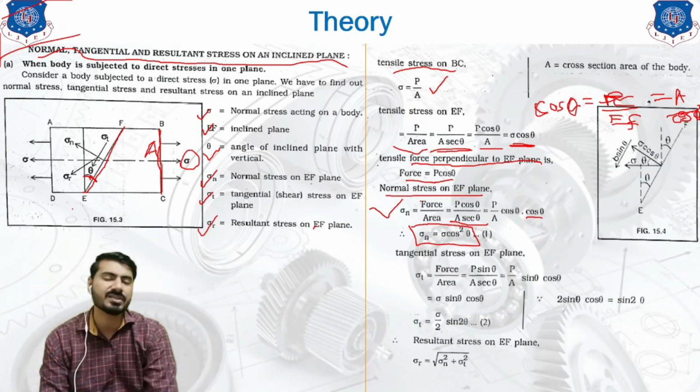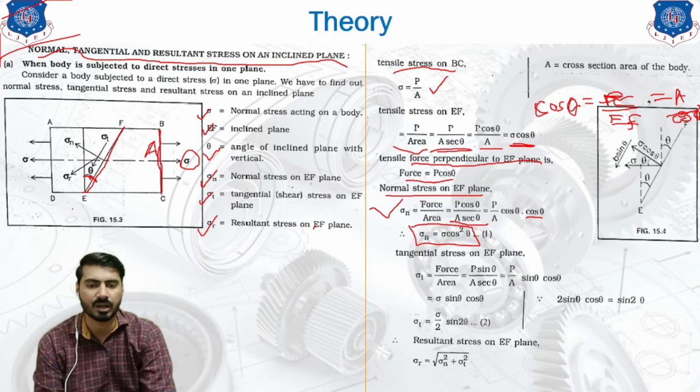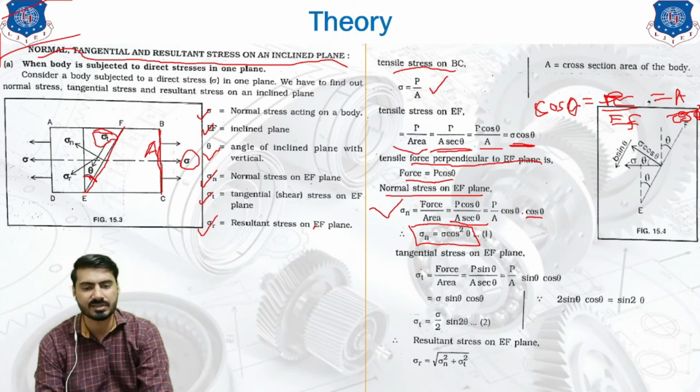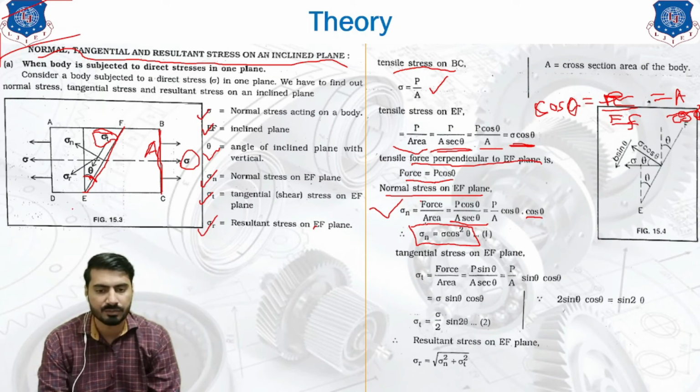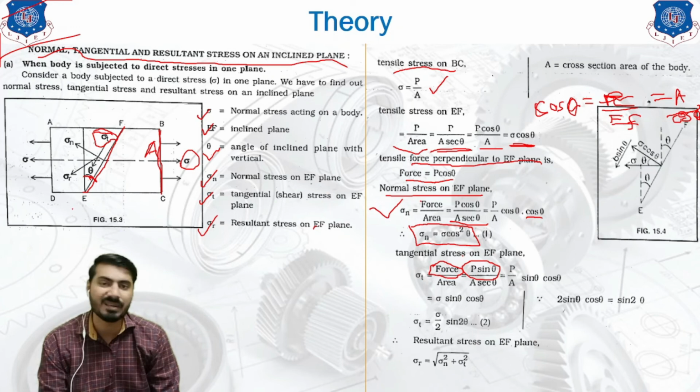Now the tangential stress that we require to find out on the EF plane. Tangential stress acts in a tangential direction like this. This is the tangential direction. So we are intended to find out the tangential stress. First of all, we need to find the tangential force. As it is perpendicular to the normal force, we can write it down over here as P sin theta, or P cos (90 minus theta). That will give you the answer as P sin theta.